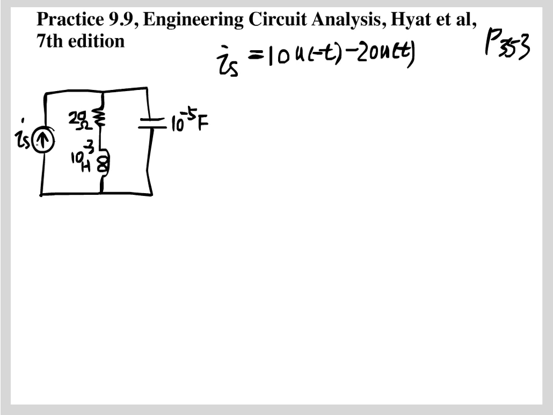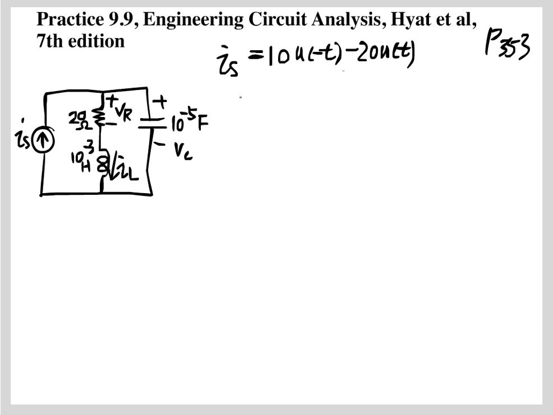Here's the problem. You have a circuit that has a current source IS, and it feeds into a network of a resistor of 20 ohm, an inductor of 10 to the minus 3 Henry, and a capacitor of 10 to the minus 5 farad. Here you have a VR, and here you have an IL, a current, and here you have a VC, the voltage drop across the capacitor.